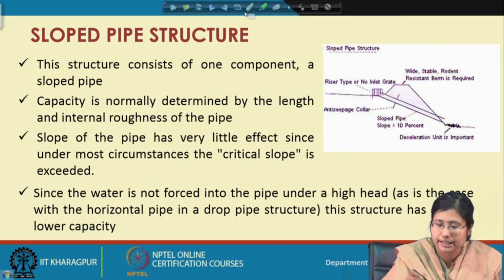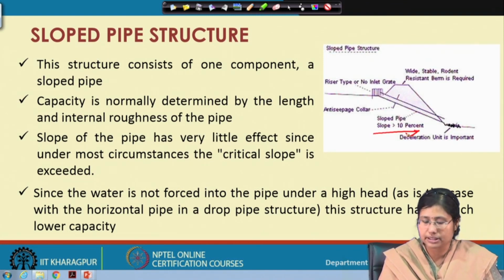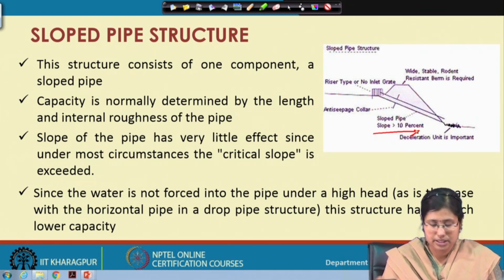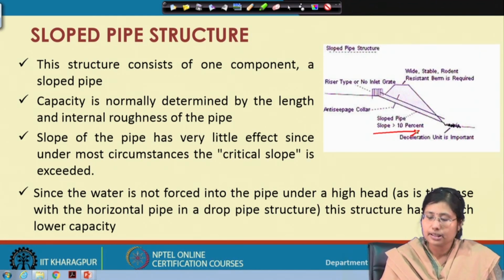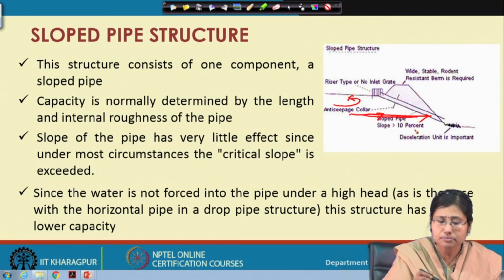As you can see here, the slope of the pipe is kept at 10%. It has very little effect, since in most conditions it is kept as a steep slope. Since the water is not forced into the pipe under a high head, as was the case earlier, this structure has a little lower capacity compared to the pipe structure I described earlier.